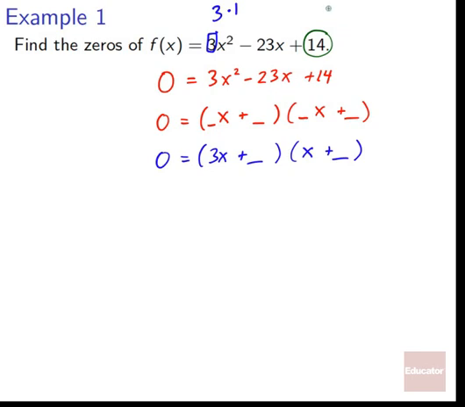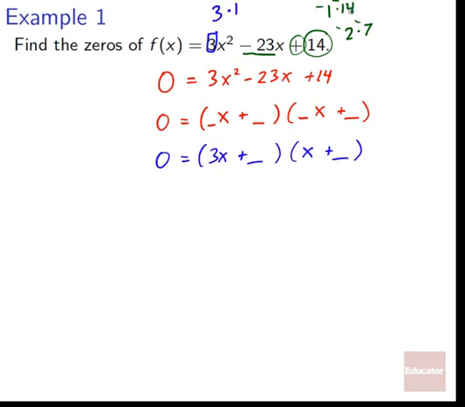Great. Now at this point, we also say, hey, we've got 14 over here. How can 14 break up? Well, we can have 1 times 14, or we can have 2 times 7. Those are the only choices. But now we also have to take this minus 23 into consideration. If we've got minus 23, then we're going to have at least one negative over here. And since it comes out as a positive, they'll both have to be negatives. So it would be negative 1 times negative 14 or negative 2 times negative 7.